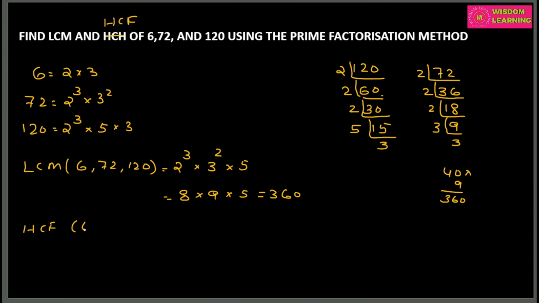HCF of 6, 72, 120. What I told, HCF is the smallest power of common factors. Which is the common factor? 2 is, and all three numbers have 2 as a factor, with the smallest power equal to 1, so 2 into. Then 3 is also a common factor, and its lowest power is 1. Then 2 into 3 is equal to 6. Clear? So LCM is equal to 360 and HCF is equal to 6. Understand? I think you are clear about this one.